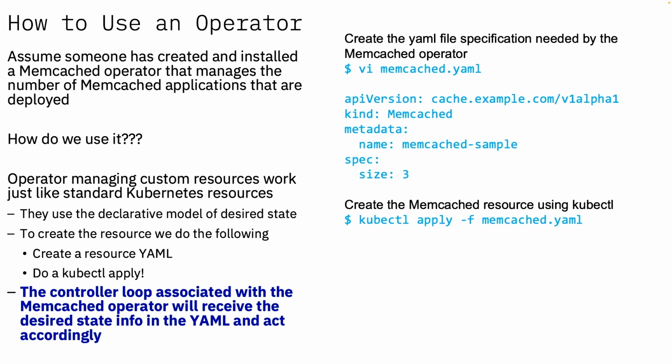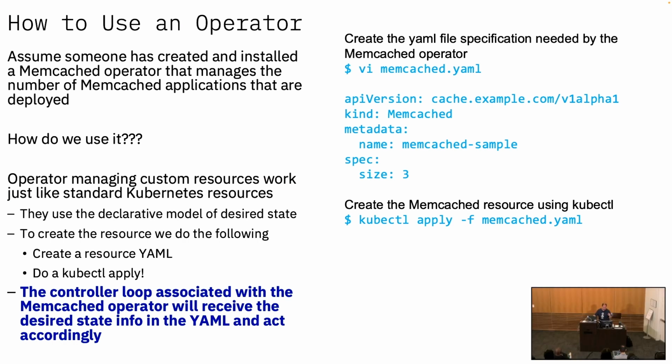I've got a custom operator here for memcached, right? So memcached, a very popular application, has a lot of state. And what you're seeing over here on the right is a new YAML. It's got a new kind called memcached. It's got a name, and it's got a custom field, size 3. So it looks just like all the rest of Kubernetes if you look at it, but it's got a new kind value.